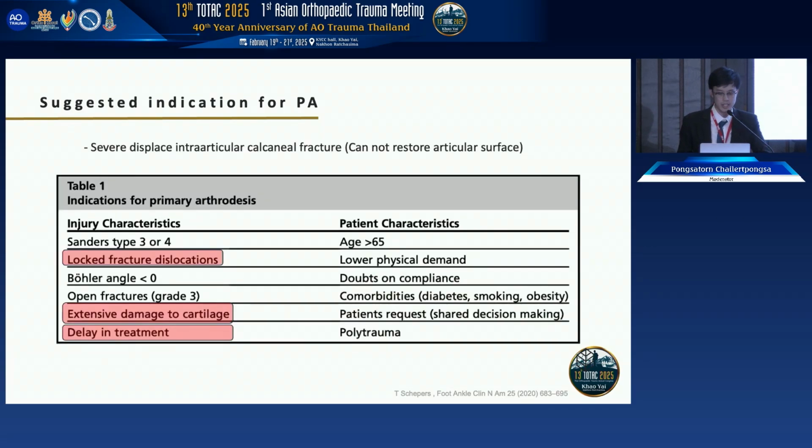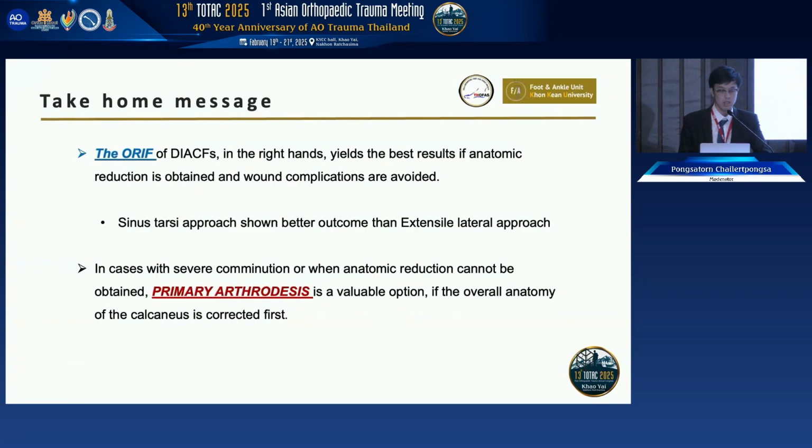There are other situations where primary arthrodesis should be considered, such as a fracture dislocation, extensive cartilage damage, and delayed treatment. In conclusion, ORIF is still a good choice for a good surgeon who can achieve a reduction and avoid complications. In severe comminution or an unreconstructible fracture, primary arthrodesis is recommended.